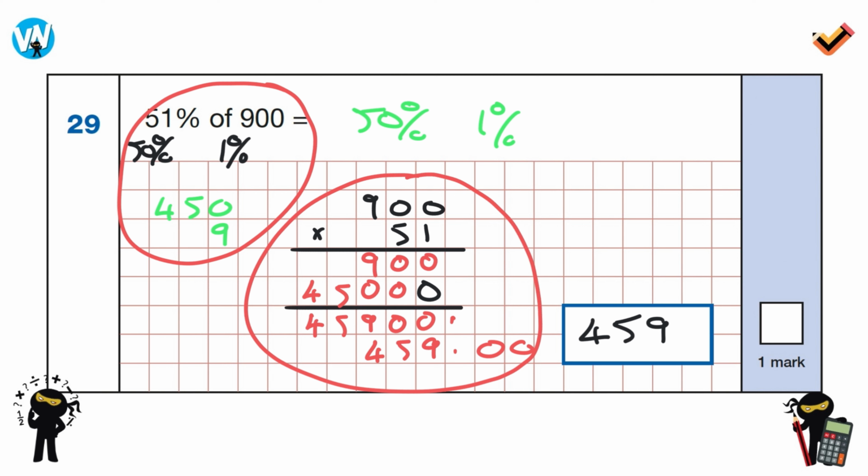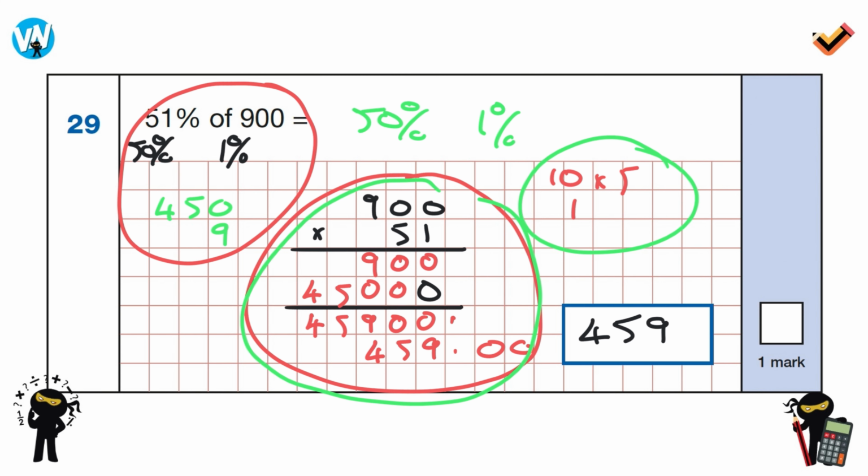But I also agree that if we were to go and find 10% and times it by 5 and then find 1% and so on, this strategy would have been more efficient than this strategy. So again, there's lots of different ways to find the answer when it comes to arithmetic and percentages, and it's about using the knowledge and the skills that you already have.